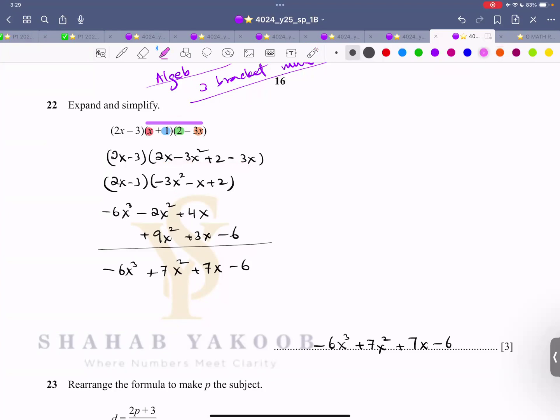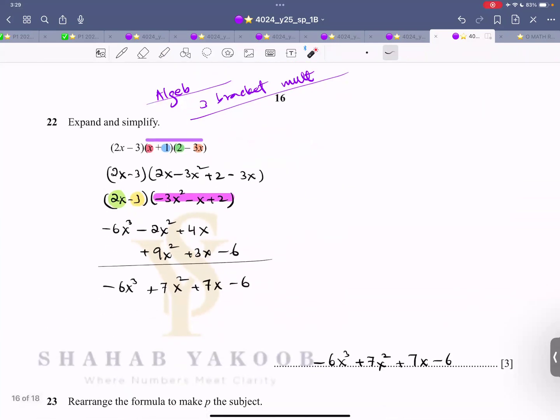Once you get the simplified version, then multiply it out with these two. So multiply out with this and multiply out with this. So now 2x into minus 3x squared, minus 6x cubed. 2x into minus x, negative 2x squared. 2x into 2, positive 4x. I have a habit of writing vertically so that the like terms are on top of each other. Negative 3 into negative 3, that is positive 9x squared. Negative 3 into negative x, that is positive 3x. Negative 3 into positive 2, negative 6. So therefore, this is what you're getting, and then you get this answer.